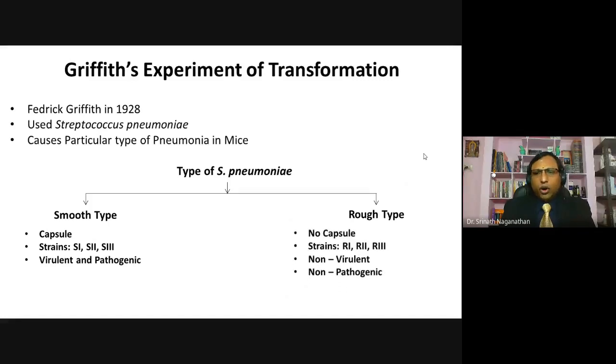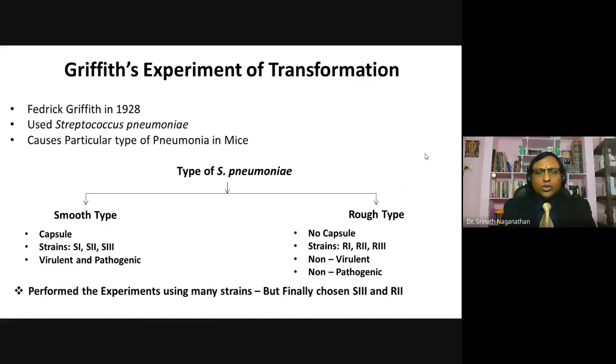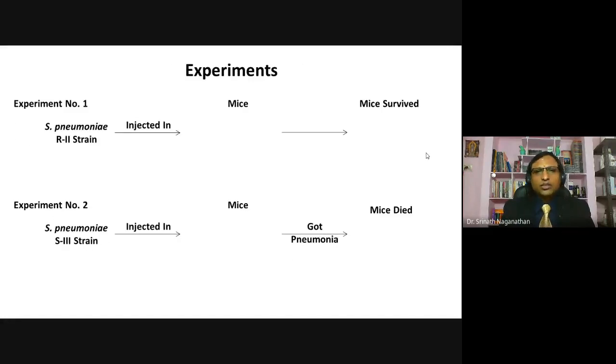The rough strain is a non-capsulated strain. It does not have any capsules. The strains in this are R1, R2, R3. They are non-virulent and non-pathogenic. So let's see the experiments that Griffith did. He chose a variety of these strains, and finally he chose the S3 strain and the R2 strain for his experiment. In his experiment, the first strain he used is the R2 strain.